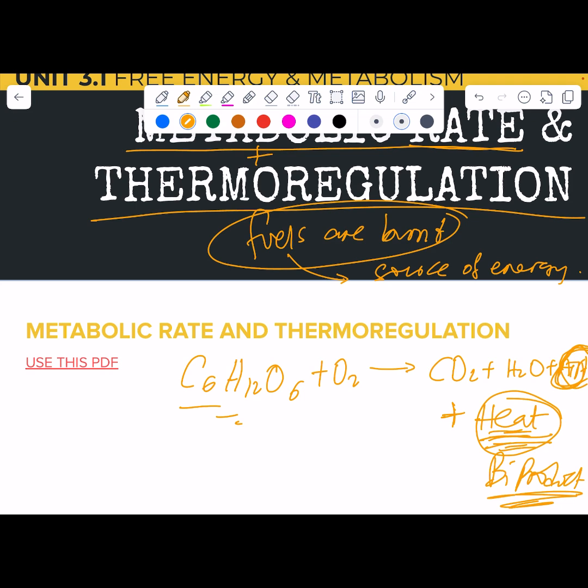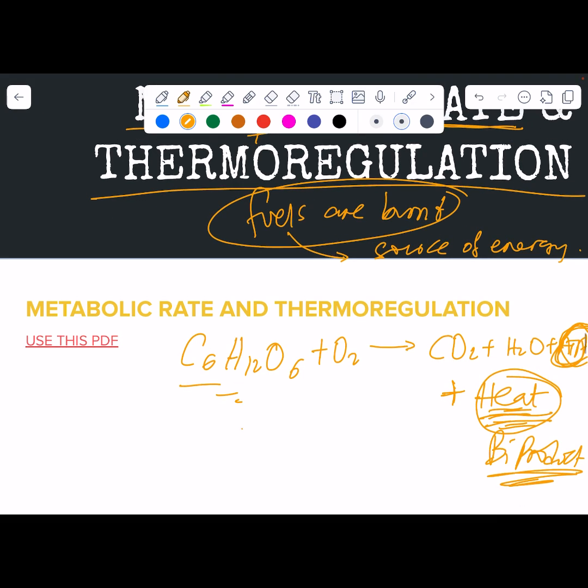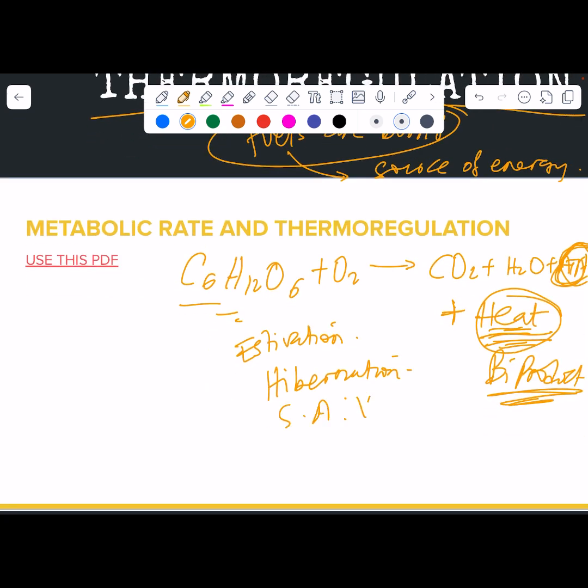So in this PDF, I'm going to attach a PDF here on this recording. You will be focusing on the meaning of metabolic rate. You also look at basal metabolic rate. What does it mean? You also need to look at the different ways organisms can conserve their energy during extreme conditions like extreme heat or extreme coldness. So you look at concepts such as estivation, and also hibernation. And then lastly, you also look at the concept of surface area to volume ratio.